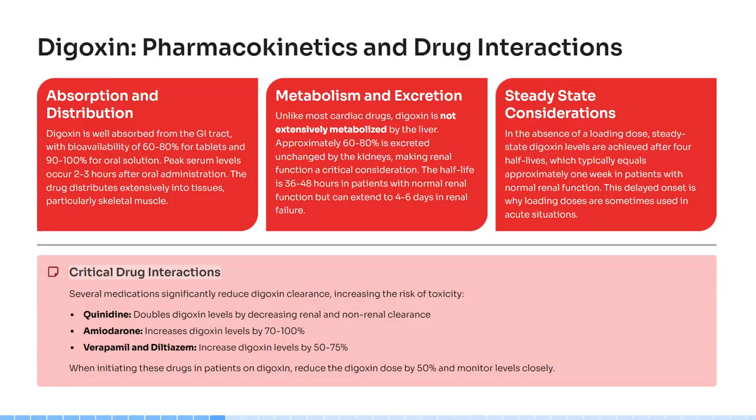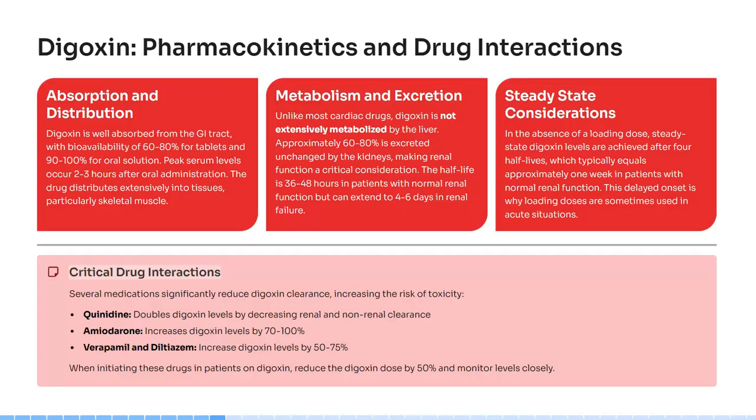Digoxin is well absorbed from the GI tract. It has a bioavailability of about 60 to 80% for tablets and about 90 to 100% for oral solution. Peak serum levels occur 2 to 3 hours after oral administration. The drug distributes extensively into tissues, particularly skeletal muscle.